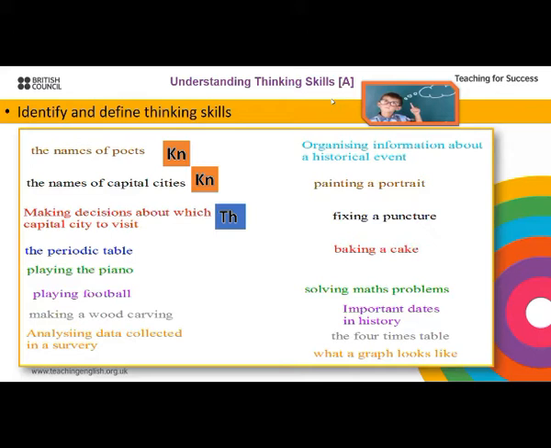Yes, Miss Amani. Playing the piano: practical skills. Yes. Another one. Playing football. Miss Ines: practical skills. Yes, playing football is also practical skills. Yes. Another one.